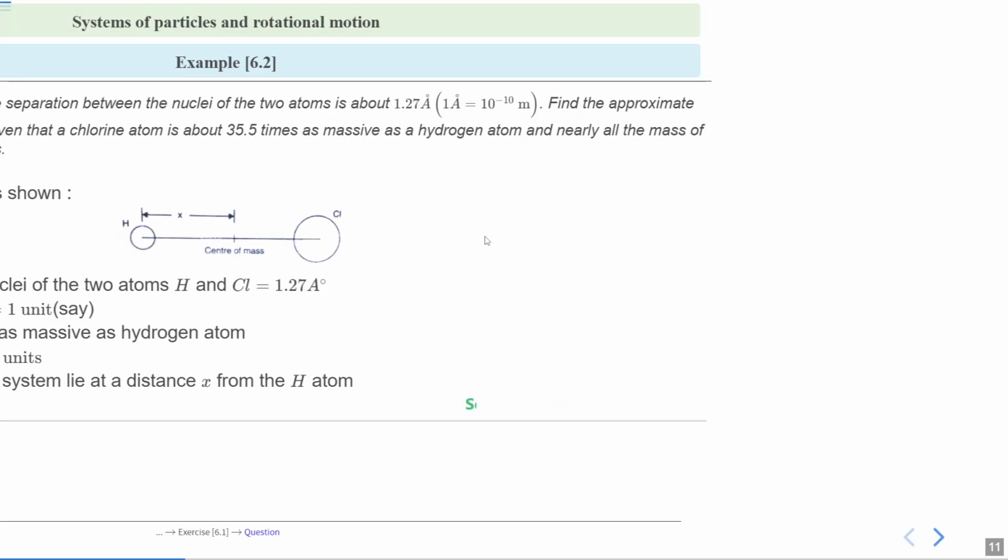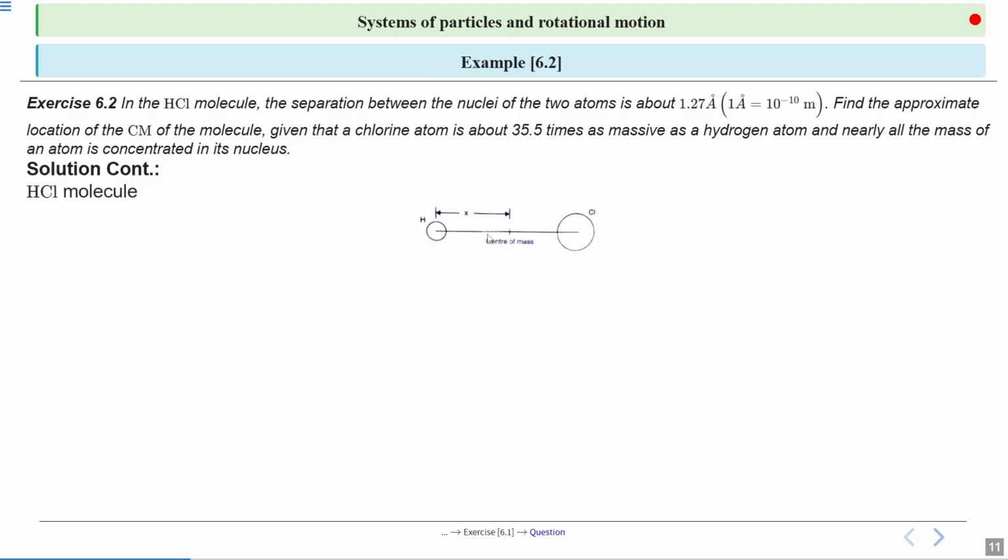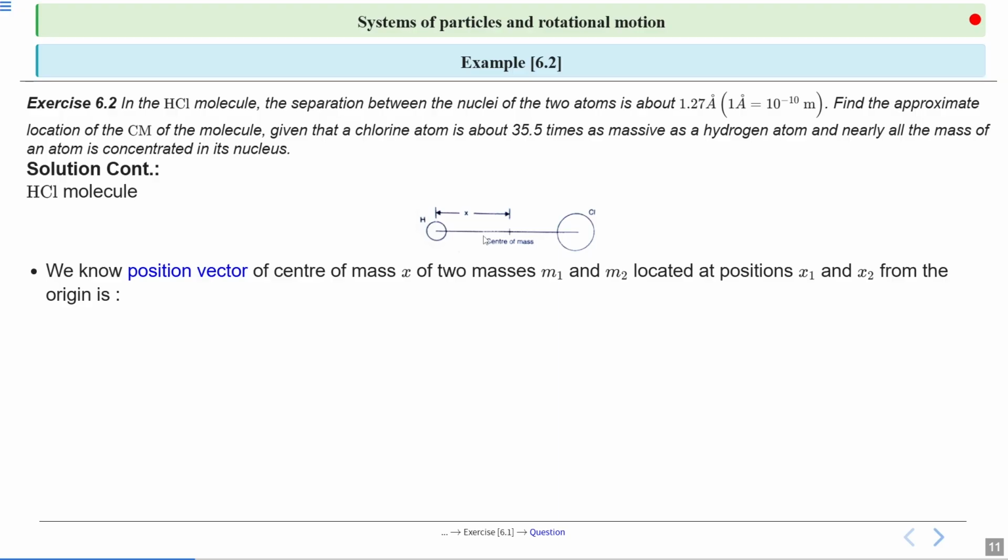Now we have the HCl molecule. So we know the position vector of the center of mass x of two masses m1 and m2 located at positions x1 and x2 from the origin. So here we consider the hydrogen atom located at the origin. Alright, and the chlorine atom located from the origin, and the distance is x2.